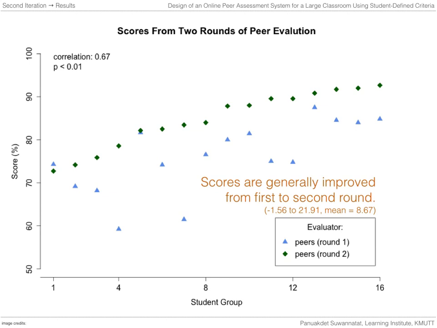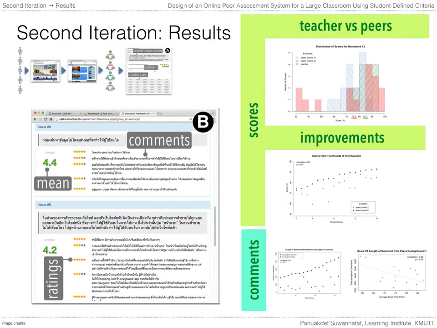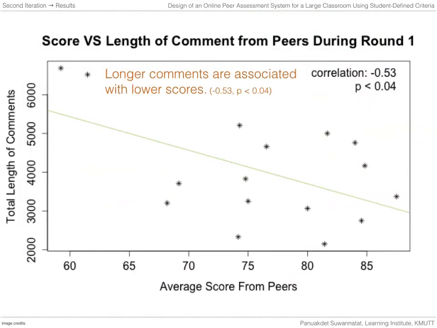And that, I think, is a good incentive for students to participate in peer evaluation. We have looked at the scores. Let's now look at the comments. The length of comments, the blue dots, is correlated with the length of the criteria. That means if I write my own criteria as clear as possible, the comments are likely to be helpful as well. The length of comment is also affected by the score that their friends give them.